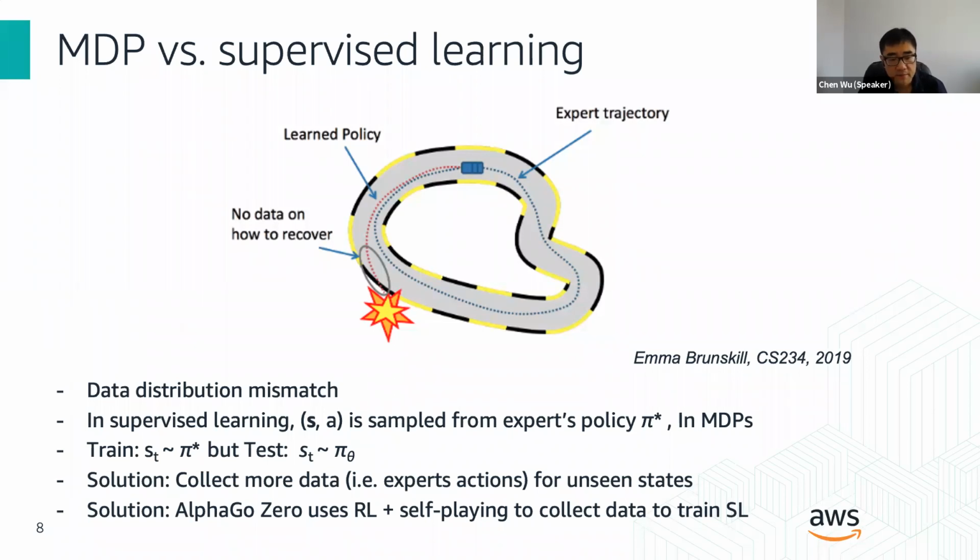So there are some solutions you can actually resolve the matter. One of them being you collect more data. Whenever you see states you've never seen, maybe you can call some experts to ask them, oh, what happens if I experience this? Can you tell me how to recover? But that's very costly, and it's almost impossible in reality.